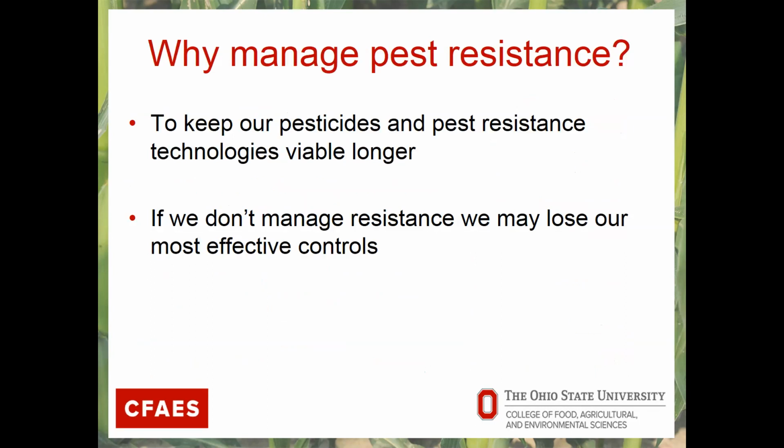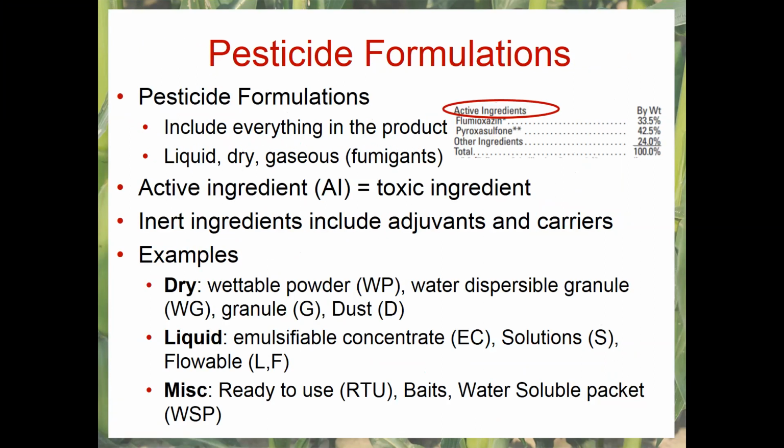So why is it important to manage resistance? Simply, if we don't manage resistance, we'll run out of options to control the pest. In order to keep the pesticide arsenal viable and to avoid creating super races of pests, we must practice pesticide resistance management. Now we're going to talk about pesticide formulations.